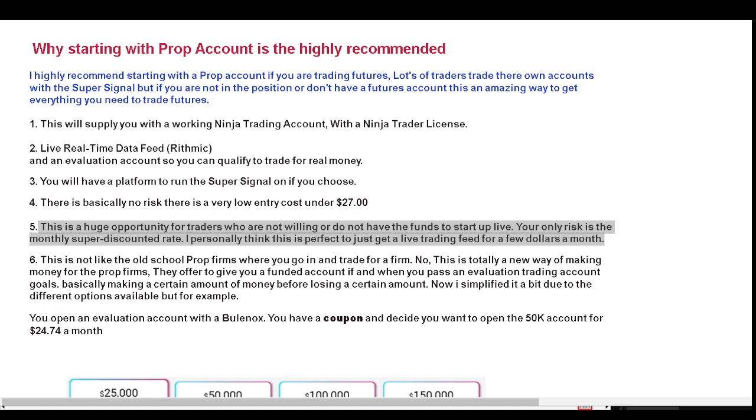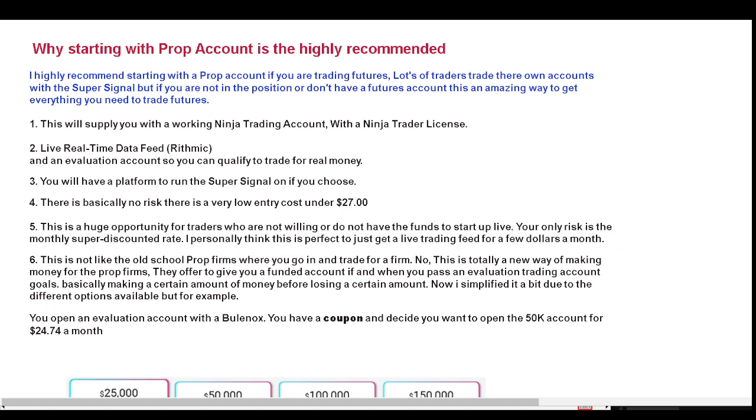Well, here is the prop account giving you the data feed, the trading platform, and a simulation account, which could be a $25,000 account, a $50,000 account, a $100,000 account, etc. Basically you're only renting this. You pay a monthly fee for the ability to trade this prop account. Now, the monthly fees are based off of coupons. The way prop accounts market their things, they have people market their services by giving out discount coupons.